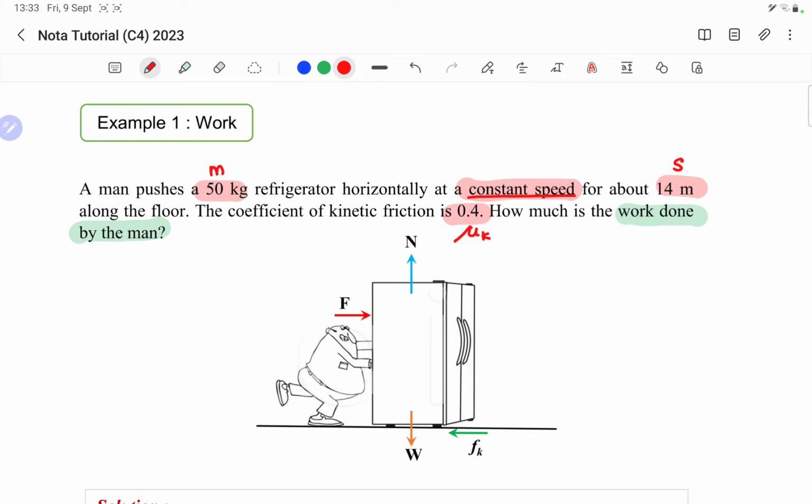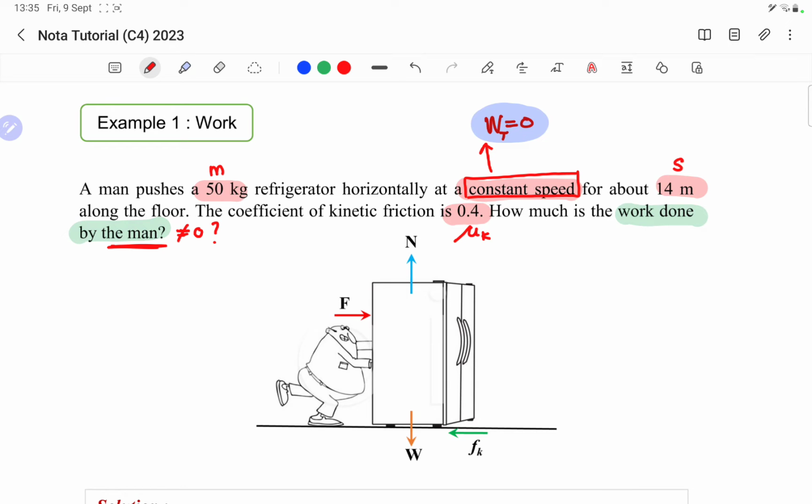Last time, if you remember in the lecture, we discussed when work done equals 0. One of the keywords is when there is a constant speed. So we say constant speed, work done equals 0. Does that mean the work done by the man equals 0? The answer is no. The total work done on the system equals 0, but the work done by the man is not equal to 0.